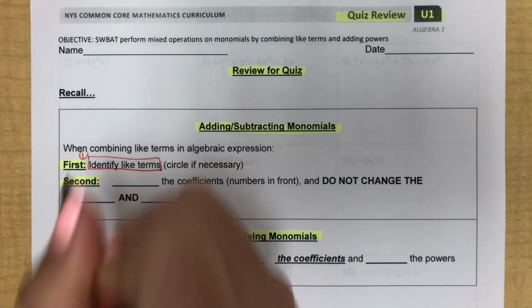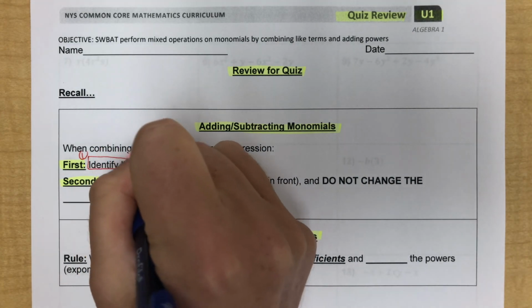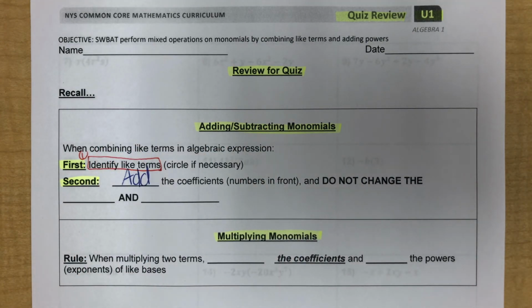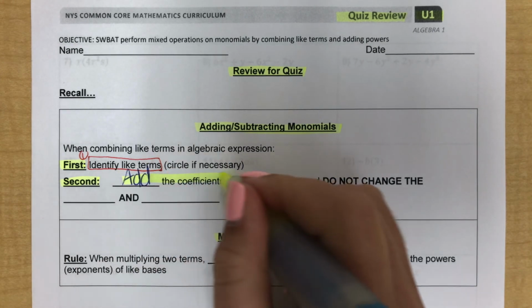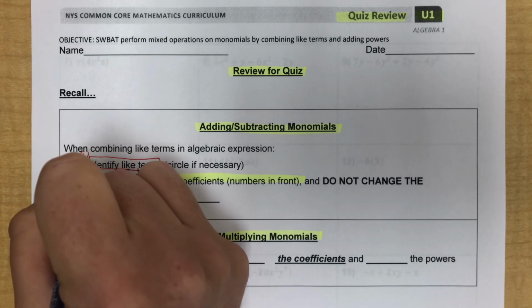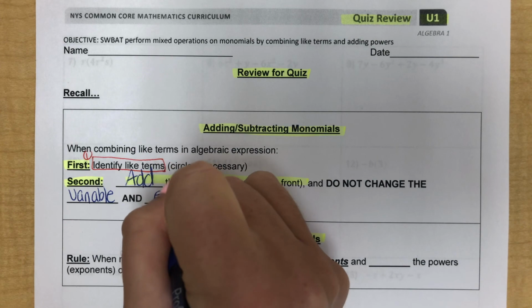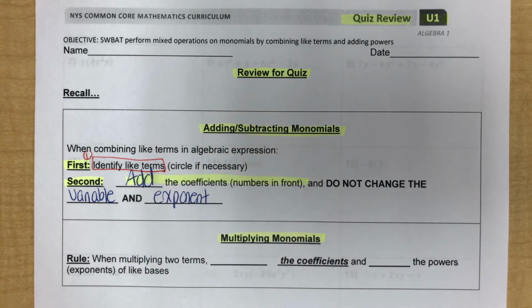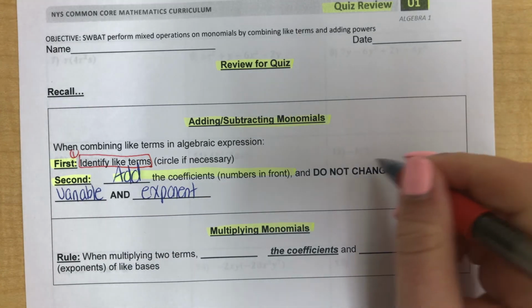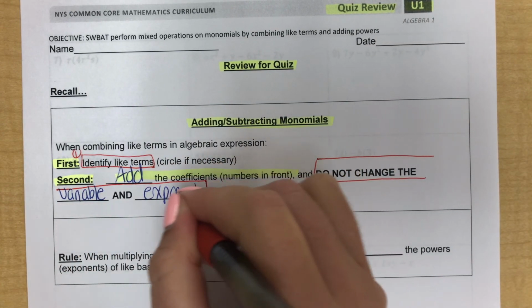And then after you've identified like terms, next you're going to add the coefficients. And again, the coefficients are the numbers in front. And then after, you are not going to change the variable or the exponent. Okay, it's super important that you remember not to change the variable and the exponent.